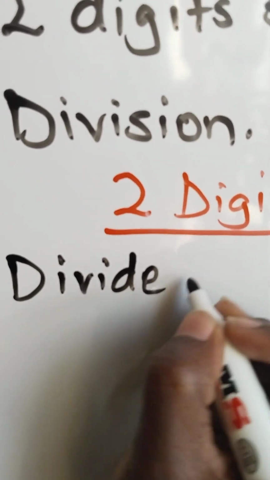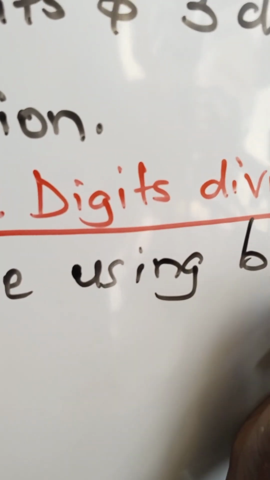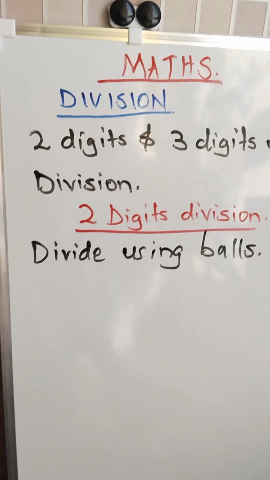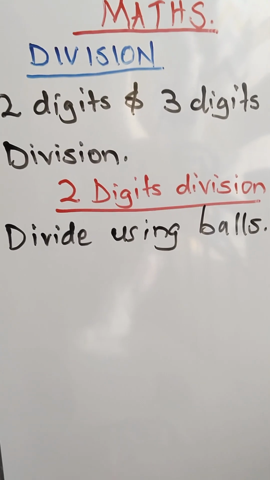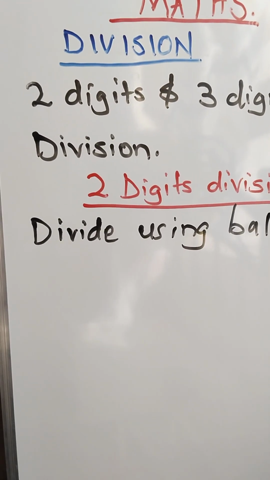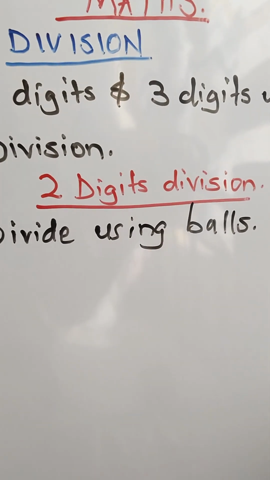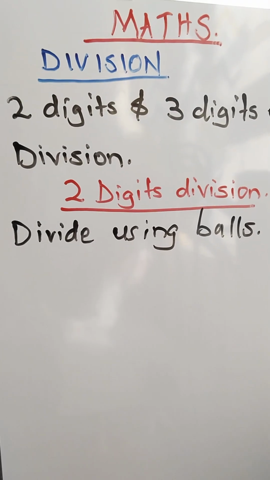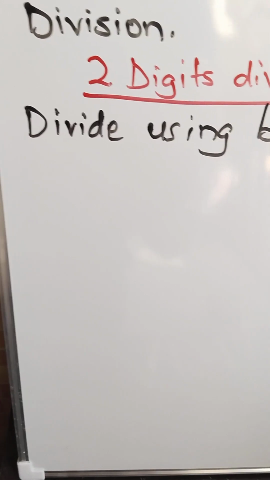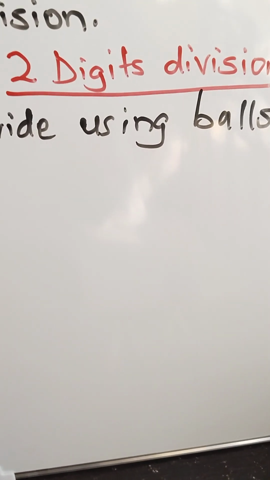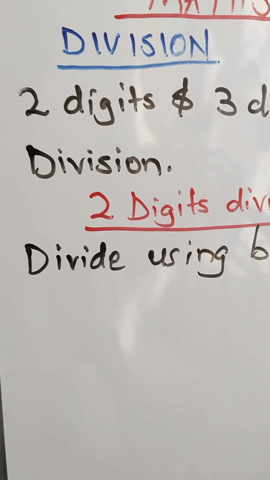You divide using balls. Any number that you see with 2 digits, divide that number using balls. You get your balls, 1 ball, 2 balls, and divide it. You get the number of balls that they have told you to divide by, and divide the number. So that is what we are going to be doing, kids. So what does that mean? We are going to start off with our number 1.